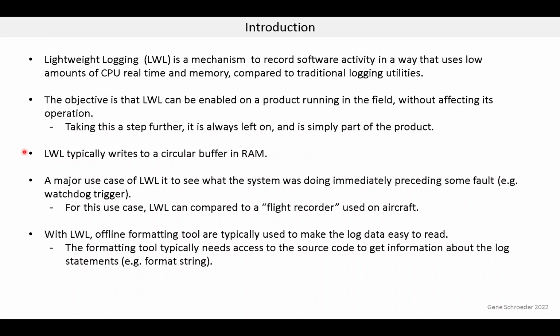Now, LWL typically writes to a circular buffer in RAM. This is a big part of how we achieve low overhead, and we'll be talking about this later. A major use case of LWL is to see what the system was doing immediately preceding some fault, for example, a watchdog triggered. And for this use case, you can compare lightweight logging to the flight recorder used on aircraft. And this is the use case we'll be focusing on in this course.